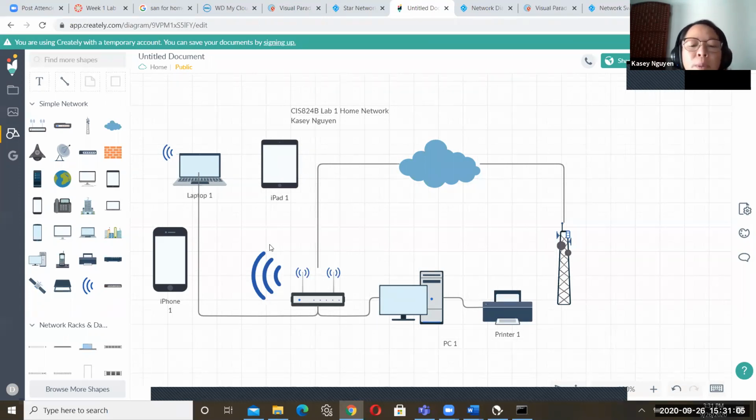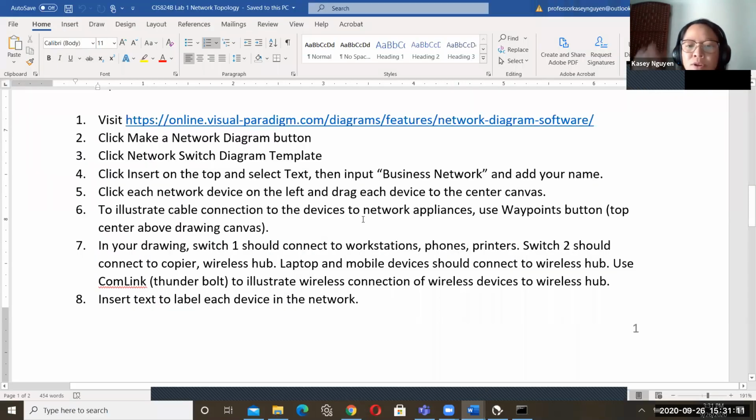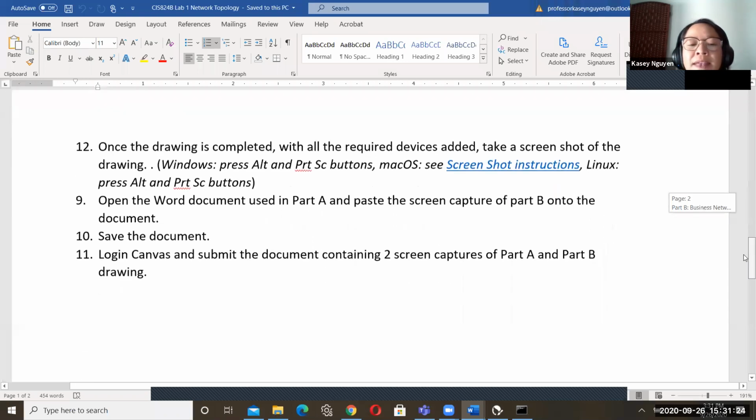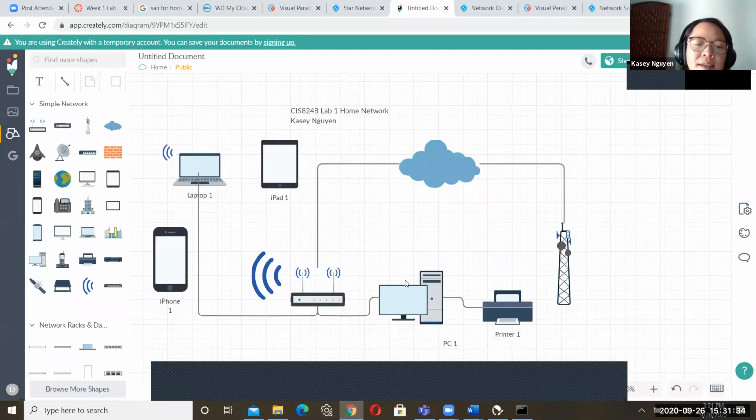Okay, so play with this, do the lab, give me the 2 screen captures for your network design. But in the second one, I want you to do part B, which is a business network. So follow the instructions there, okay? And when you're done, just submit those screen captures in a document, or if you have them as individual files, that's okay. So play with that. It's going to be fun.